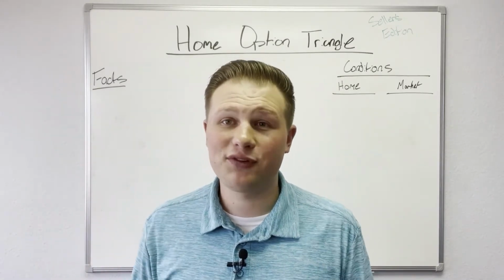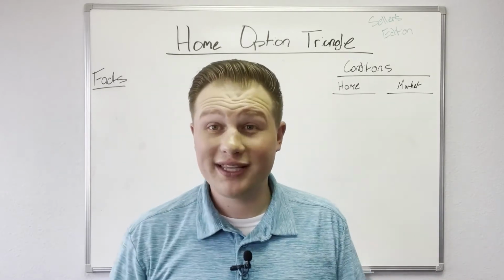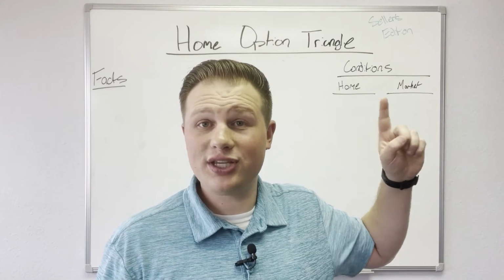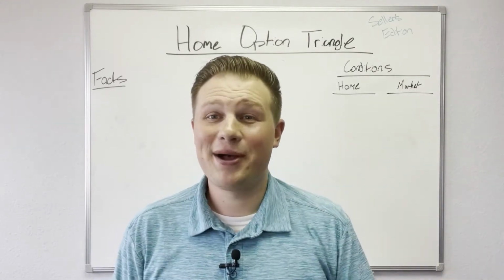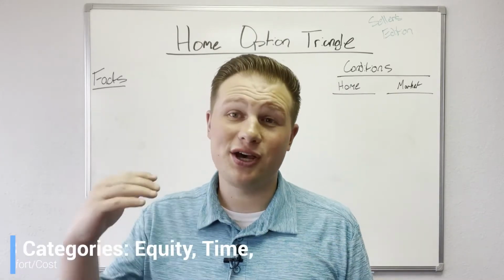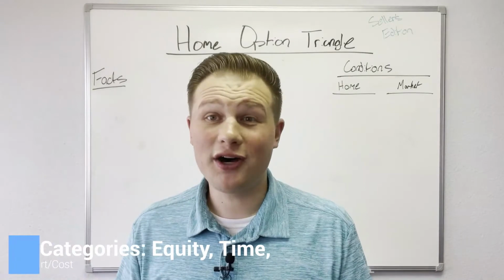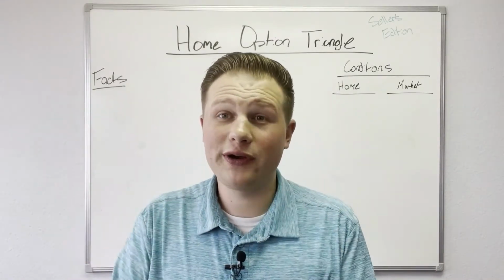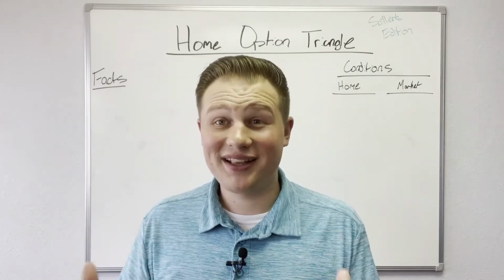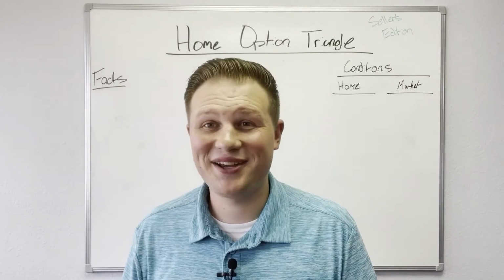We're going to be talking about a couple different things. We're going to talk about how to break down the facts of your home. We're going to be talking about how to look at the different conditions, specifically your home conditions and the market conditions. And we're going to be breaking down the three categories of equity, time, and your effort and cost, seeing what you want to do, what you don't want to do, how to break that down, how to figure out what is the best option for you. So let's get right into it.